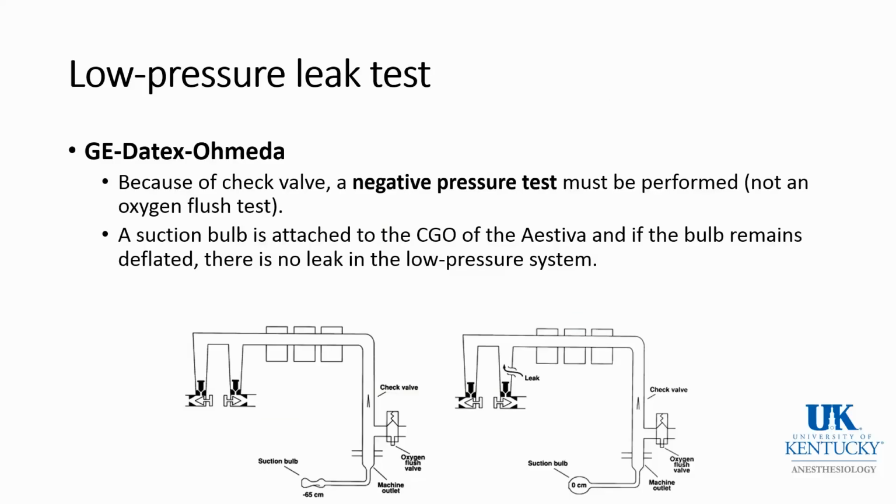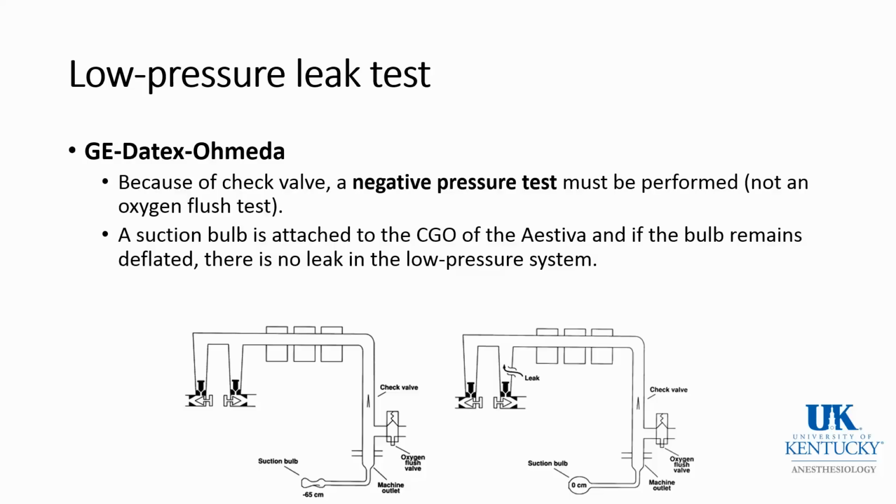So now that we've addressed some of these aspects of the safety features, we'll move along to the low pressure leak test. Now, on the GE Datex Omega machine, many of them have a check valve which requires the performance of a negative pressure test, not an oxygen flush test.